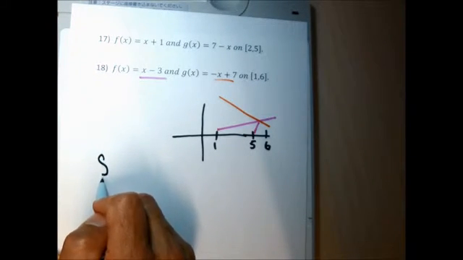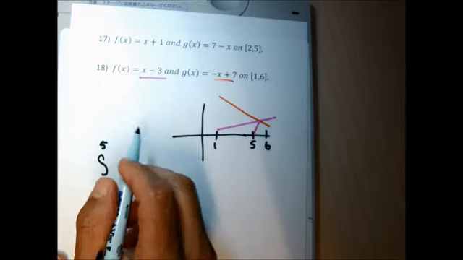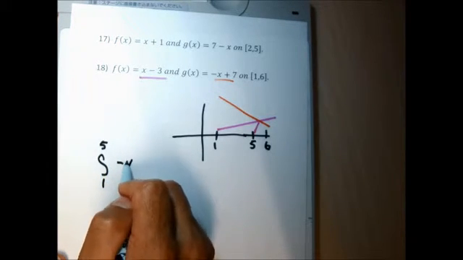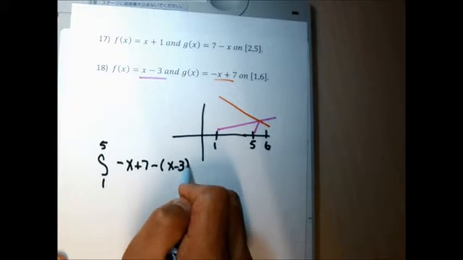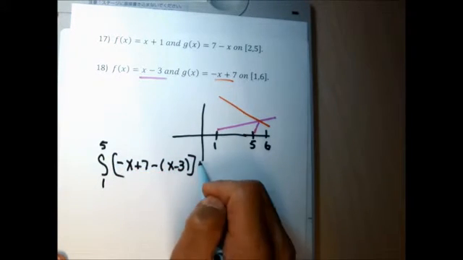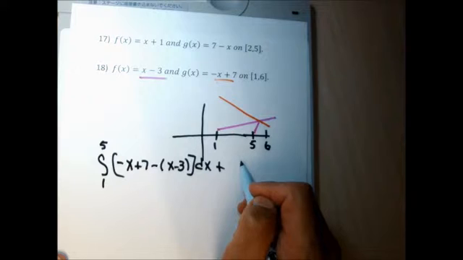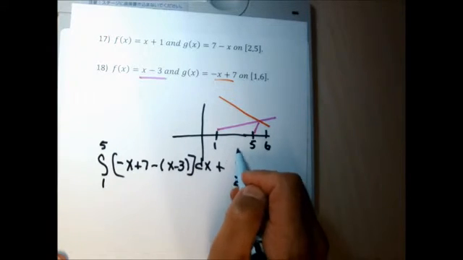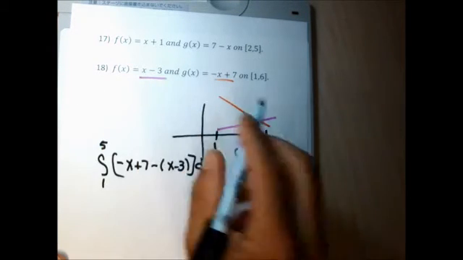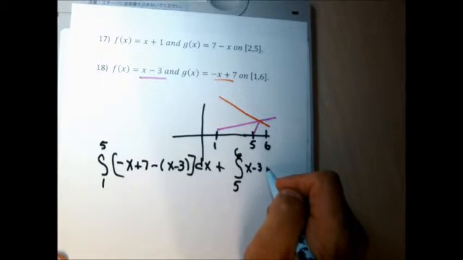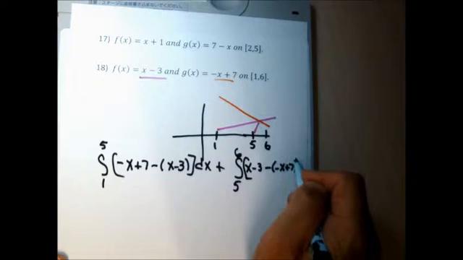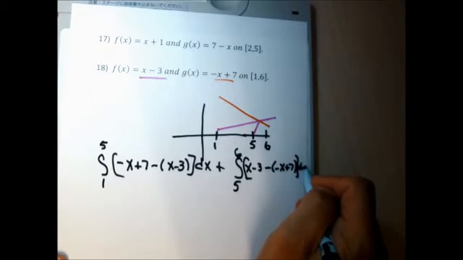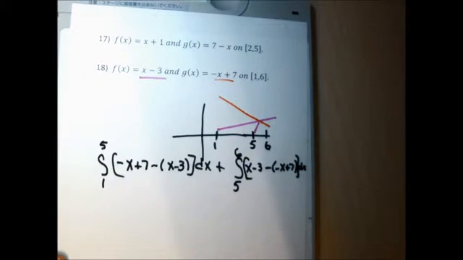The first integral is going to be from 1 to 5, where the top function is the negative x plus 7. The bottom function is the x minus 3. And then I'm going to integrate from 5 to 6. The top function now is the x minus 3, and the bottom function is the negative x plus 7. So let me do both of these.